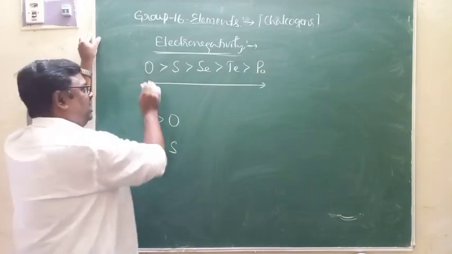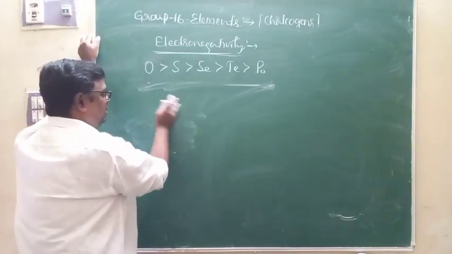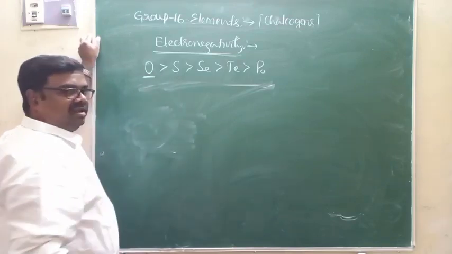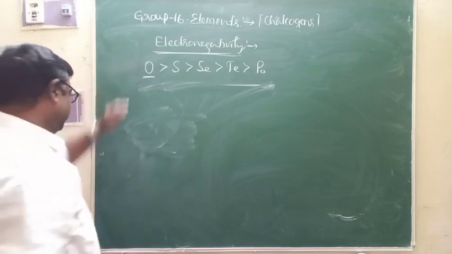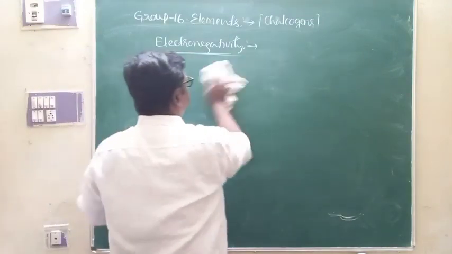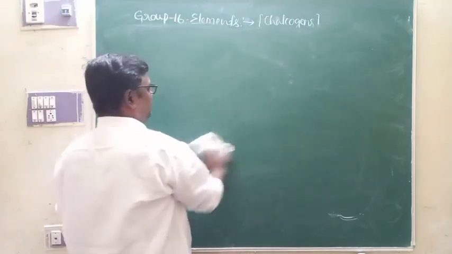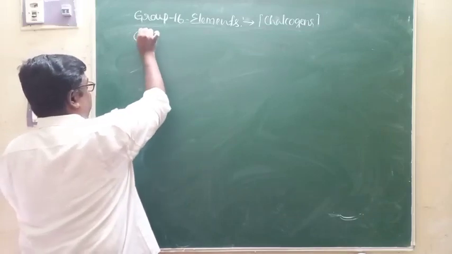But this electronegativity is a property of bonded atoms. The electronegativity of oxygen is very high, and of course that decreases from oxygen to polonium. This is what we call electronegativity. Apart from that, now I am supposed to go for chemical properties.